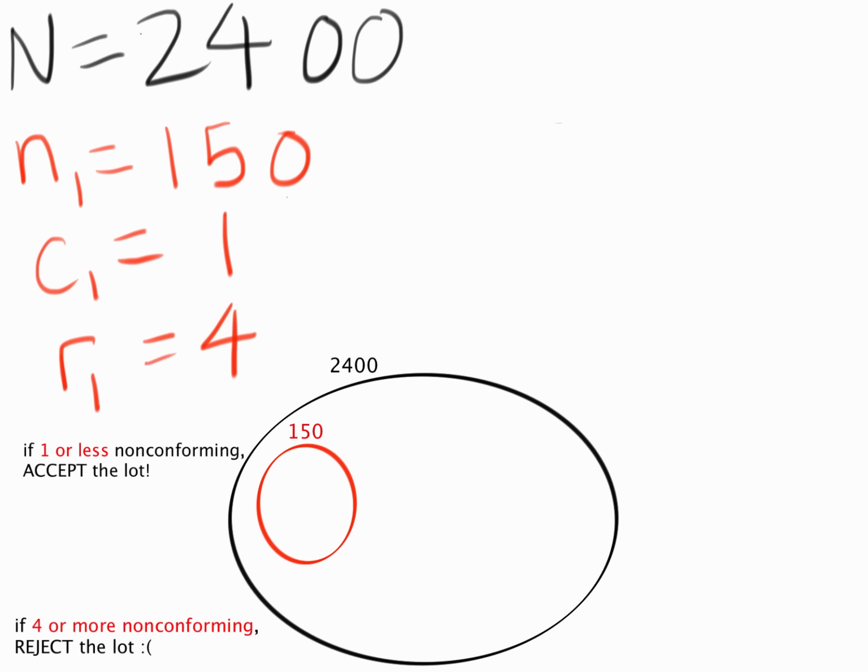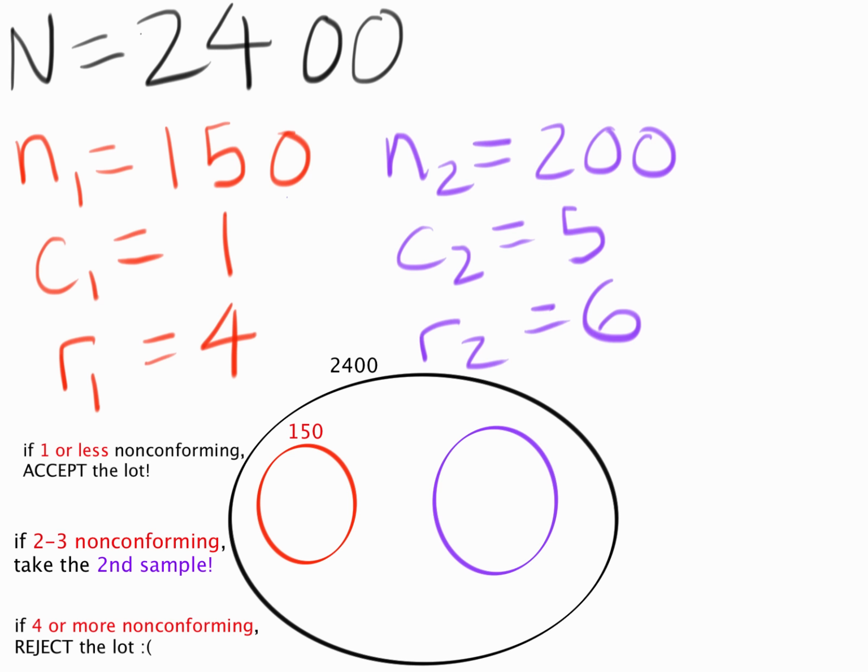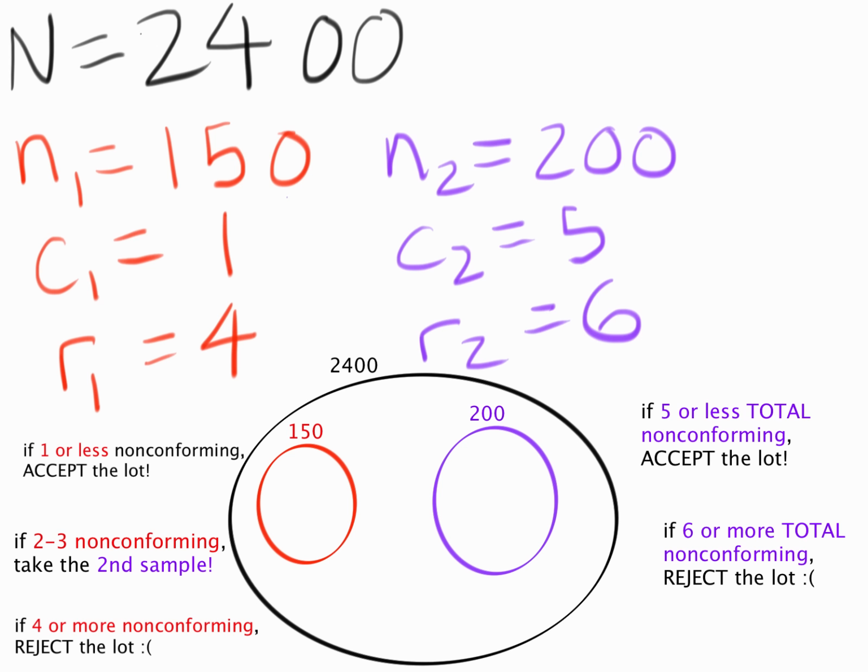But what happens if we have 2 or 3 non-conforming? In that case, we would sample one more time. In this example, we would sample 200 more units, and if 5 or fewer of the combined total of 350 units were non-conforming, then we could accept the lot. But if 6 or more of the combined 350 total samples were non-conforming, then we would have to reject the entire lot. So in this case, we have two probabilities.